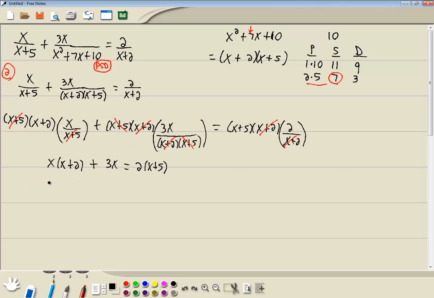And x times x is x squared. X times 2 is 2x, plus 3x equals 2 times x is 2x, 2 times 5 is 10. Distributive property. Same over here. You always combine like terms no matter where you are in math. 2x plus 3x is 5x. And now we're ready for step 3.